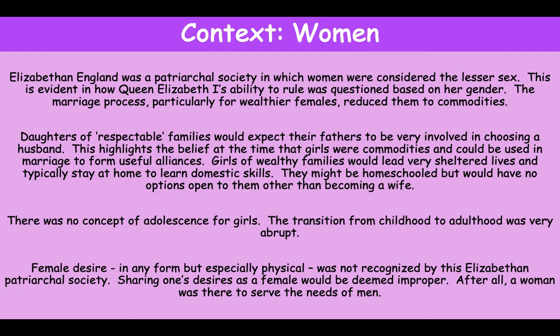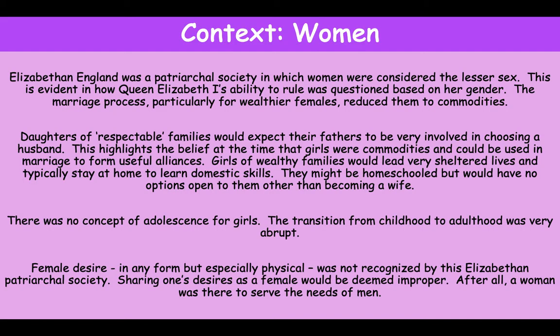Daughters of respectable families would expect their fathers to be very involved in choosing a husband for them. This highlights the belief at the time that girls were commodities and could be used in marriage to form useful alliances. They also led very sheltered lives, and we see this with Juliet as well. They typically stayed at home to learn domestic skills. They'd be homeschooled. They'd be allowed out to make confession, as we see Juliet does. But apart from that, they didn't really have much life experience. And of course, that really closed off any options for them to be anything else other than a wife, because that's all they were ever prepared for from a young age.